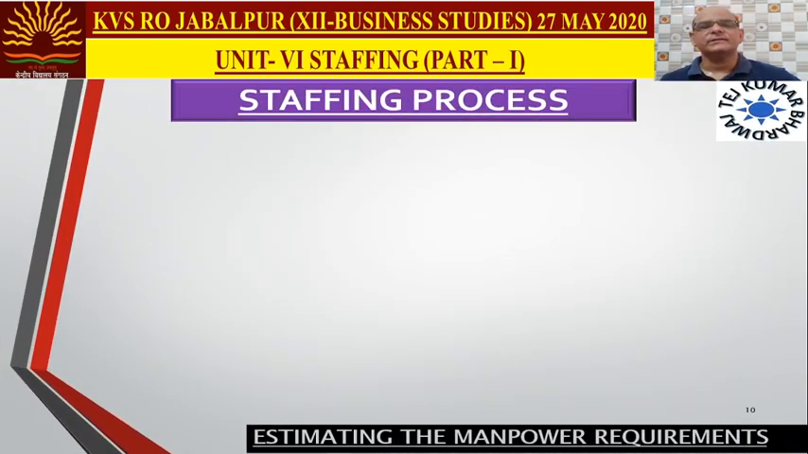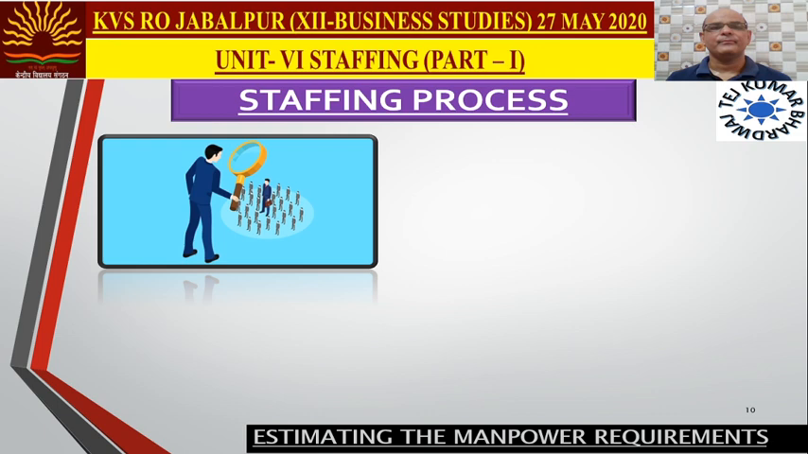The staffing process has a very first step, that is estimation of manpower requirements. Actually, this is the planning element in the staffing process. Planning means deciding in advance what to do, how to do. In the same way, in the staffing process, first of all, we try to know how much workforce is required in which department. A great degree of coordination is required at this step.